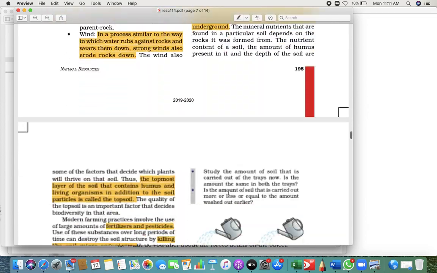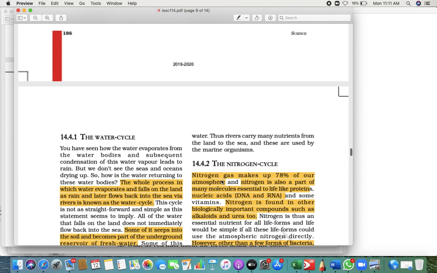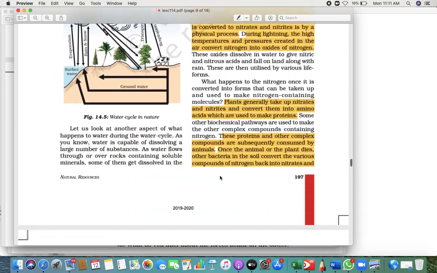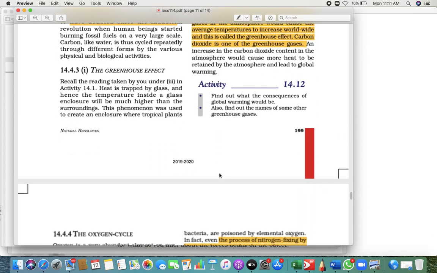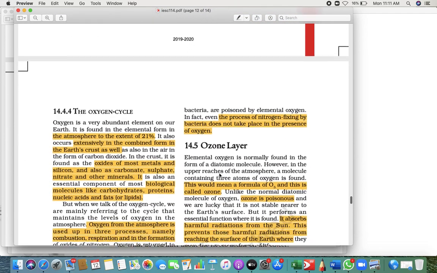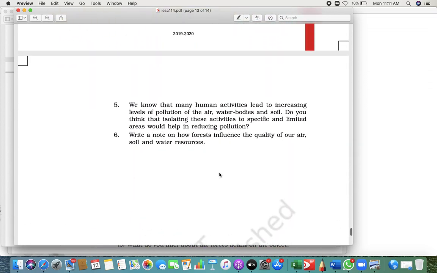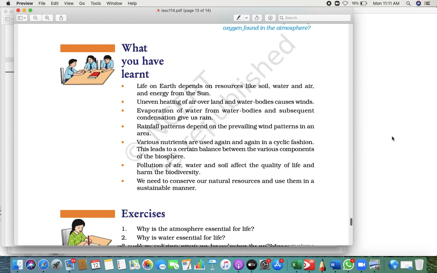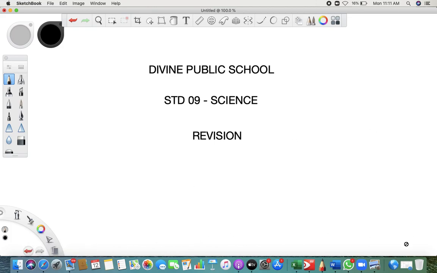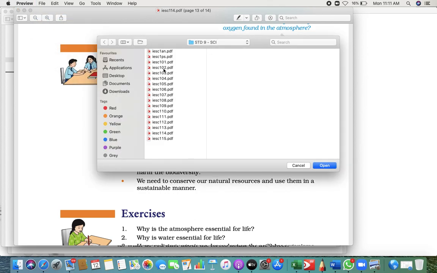Then this biogeochemical cycle. So basically you remember all these cycles: the water cycle, nitrogen cycle, and carbon cycle. So these carbon cycles are important. They usually ask in the exam. So make sure you remember the oxygen cycle, these four cycles, and the ozone layer. So those cycles are very important. Make sure you read all those cycles and get the answer for the same. Right? Even in chemistry, I told you to try to remember.